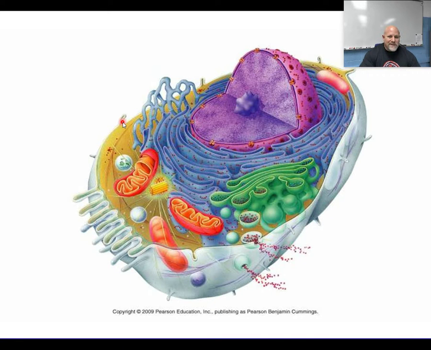A eukaryotic cell is going to be much more complex. You're going to have the nucleus, and you're going to have an ER to help transport things around, a Golgi to help process and package proteins for either use inside the cell or to be shipped out of the cell, mitochondria, lysosomes, centrioles, lots of different organelles are going to be found in eukaryotic cells.